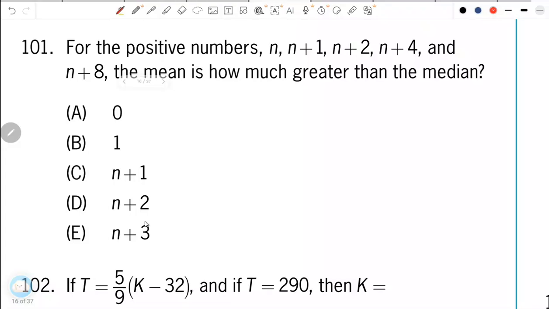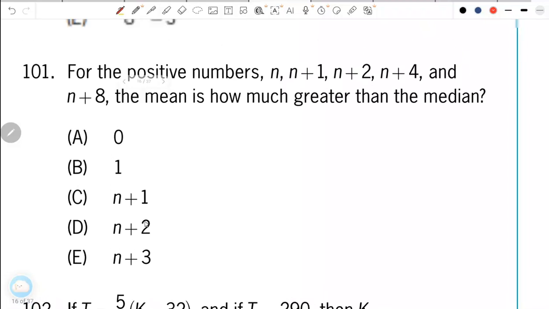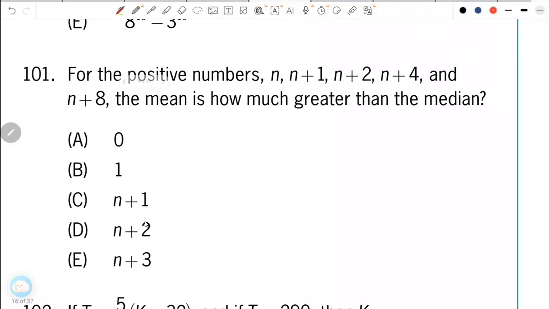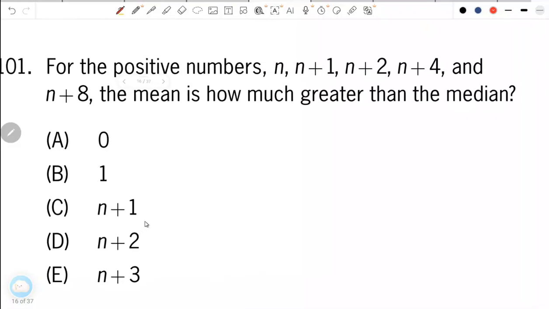So 1, 2, 3, 5, 9, not 7. For the positive numbers, let's say n is 1. But don't use n as 1, because the answer already contains 1, which may be conflating. It's not that 1 cannot work, but to avoid confusion, use something else. Okay, fine, n equals 2.